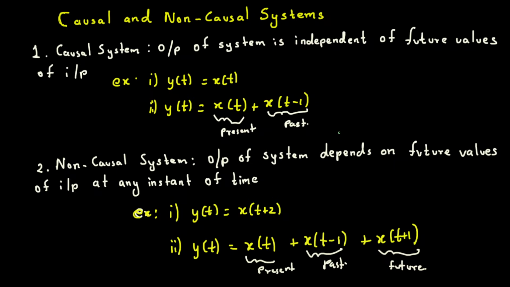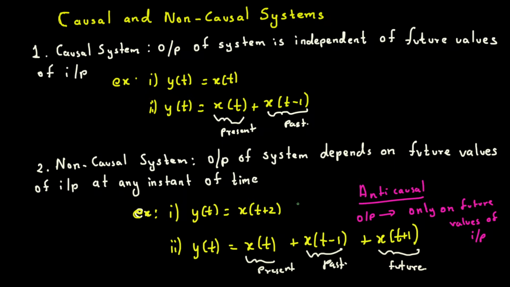There's also something called anti-causal, that is the straight opposite of the causal system. Anti-causal and non-causal are different. For the anti-causal, the condition is it only depends on the future values. So if we define anti-causal, it is the output of the system that is only dependent on the future values of input. And even if you look at this one right here, this one is non-causal.